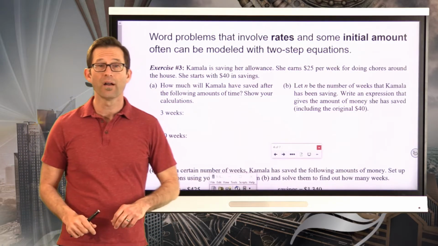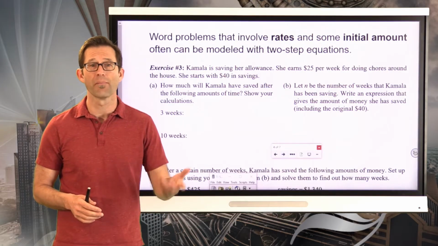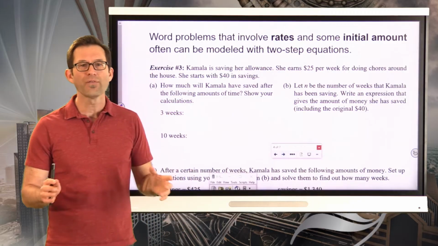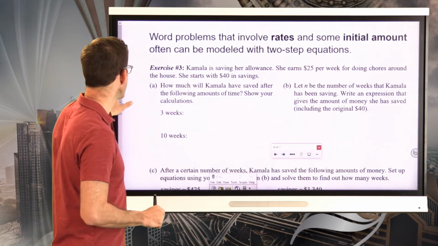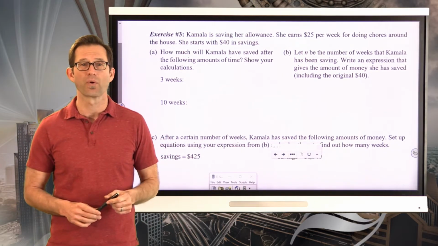All right, word problems that involve rates, right? How fast something is changing compared to something else, and some initial amount often can be modeled using two-step equations. Let's take a look at an example of that in exercise 3. These are very important situations that can be modeled with two-step equations.